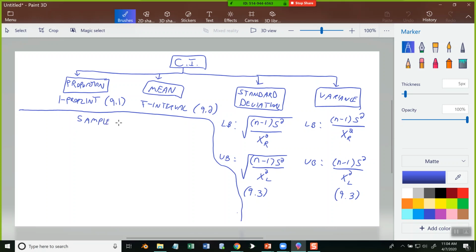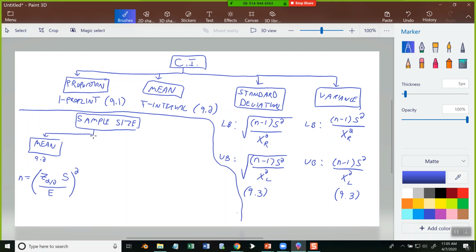We also had, in this chapter, sample size. And we had our mean. Was this 9.2? That said n is equal to z alpha divided by 2 times s, divided by e, squared. And I'll verify these formulas just in case I don't remember.